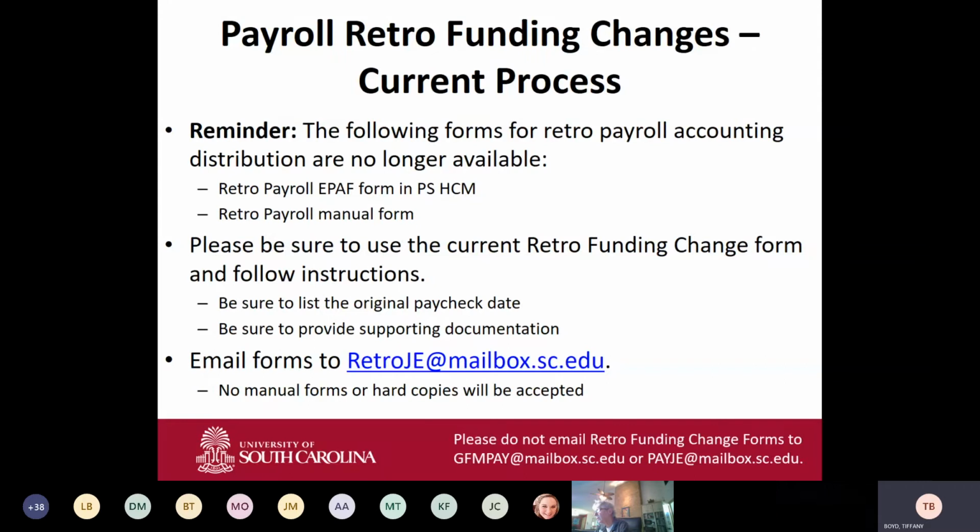We are still getting some of these forms. Some of these forms are being sent to the GFM Pay or the Pay JE mailbox. These mailboxes are set up and being manned for different purposes and different reasons. And so whether or not those individuals manning those mailboxes know to forward these requests to the retro JE mailbox isn't guaranteed. So just please make sure you're sending the retro JE or retro funding changes to the retro JE mailbox and not these.